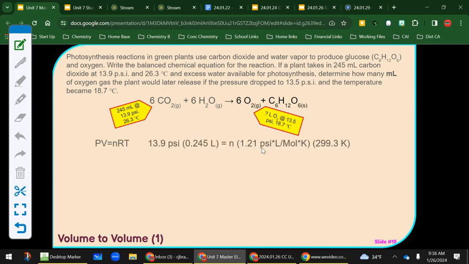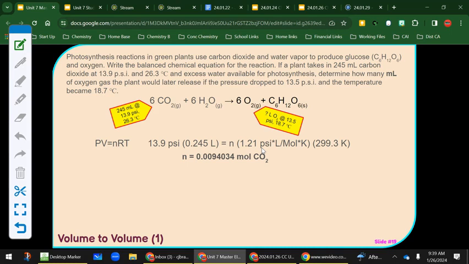So PV equals nRT. Everything goes in here. Milliliters becomes 0.245 liters. Please, if you don't understand why I did this, please ask. Temperature 26.3 becomes 299.3. The R value for PSI, I got it right this time, is 1.21. We solve for n. That gives us 0.0094034 moles. I don't care about sig figs. Don't worry about them yet. Leave that number in your calculator.